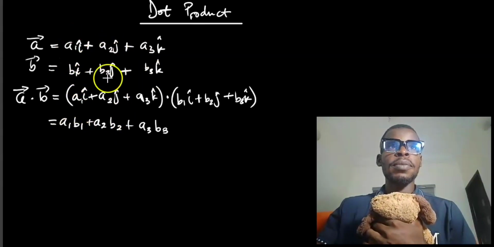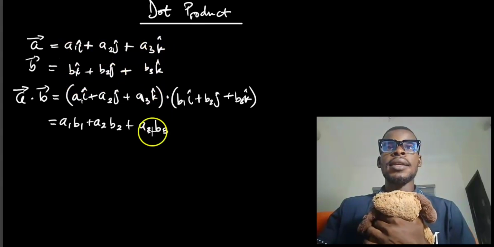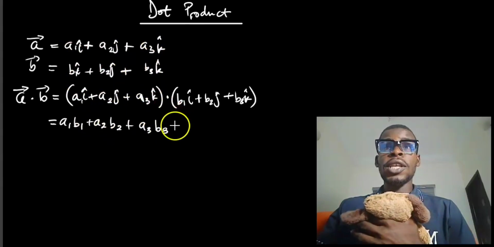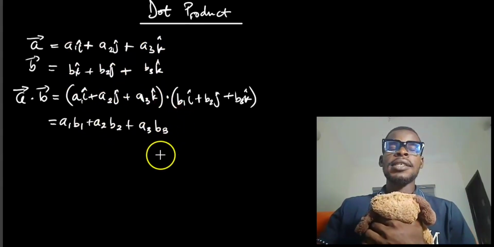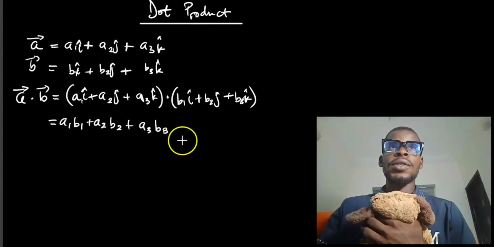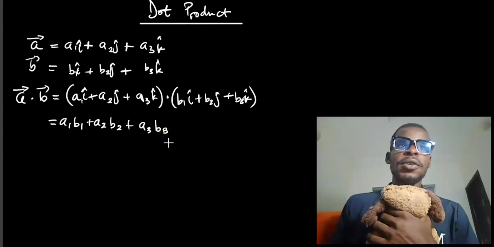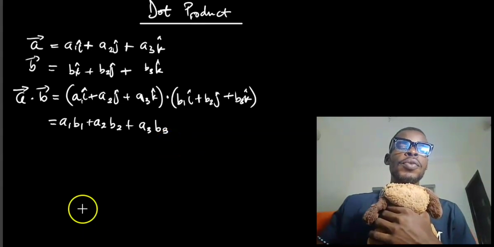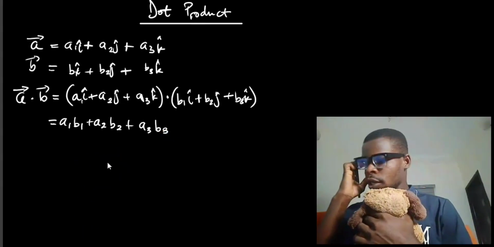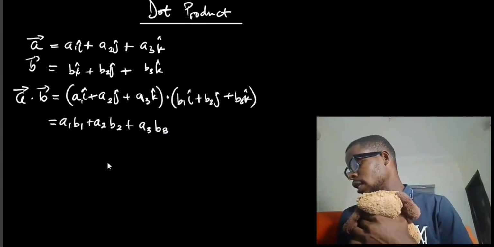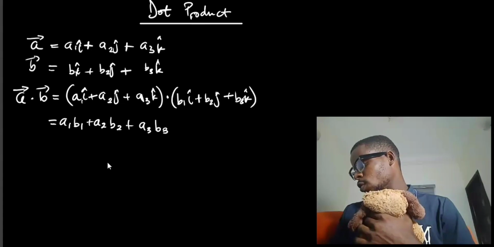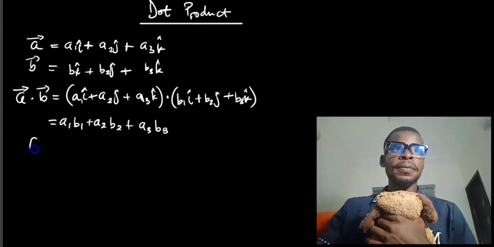That's a1 b1 plus a2 b2 plus a3 b3. This is what we get, because the other ones will cancel out to 0, since the dot product of a vector with another vector, where those two vectors are perpendicular to each other, is always 0. So that's what we get. Okay, so using that fact, we will do the following example.